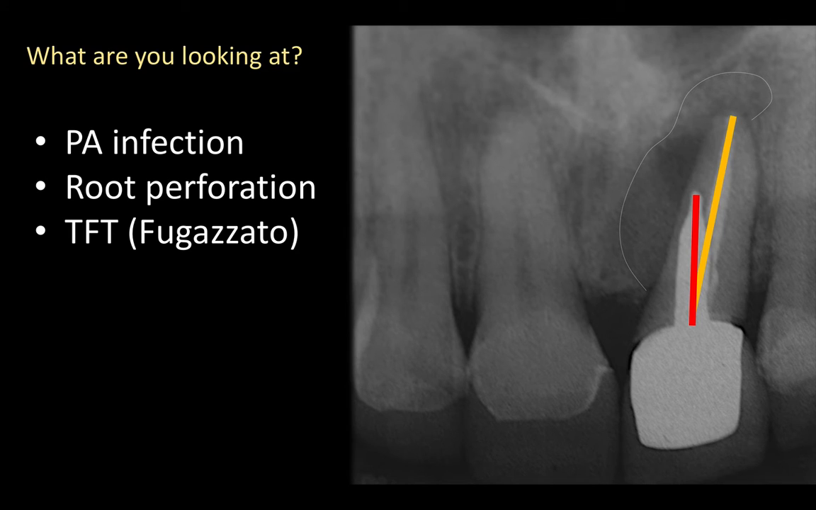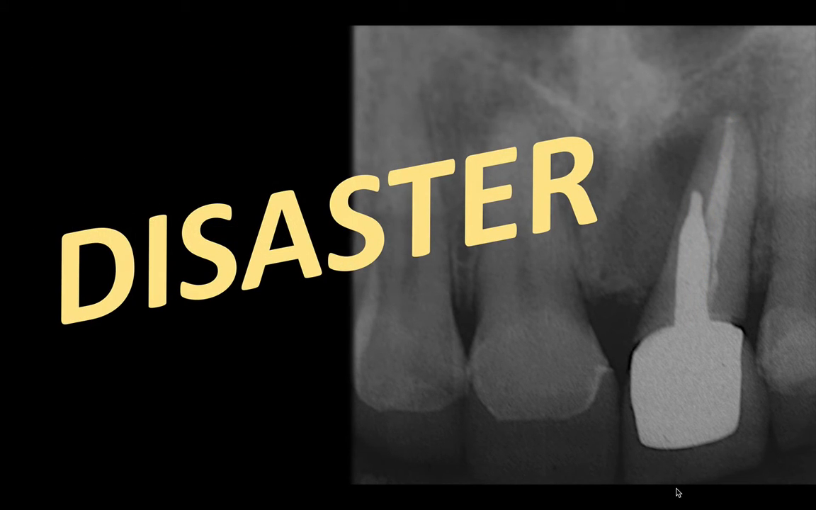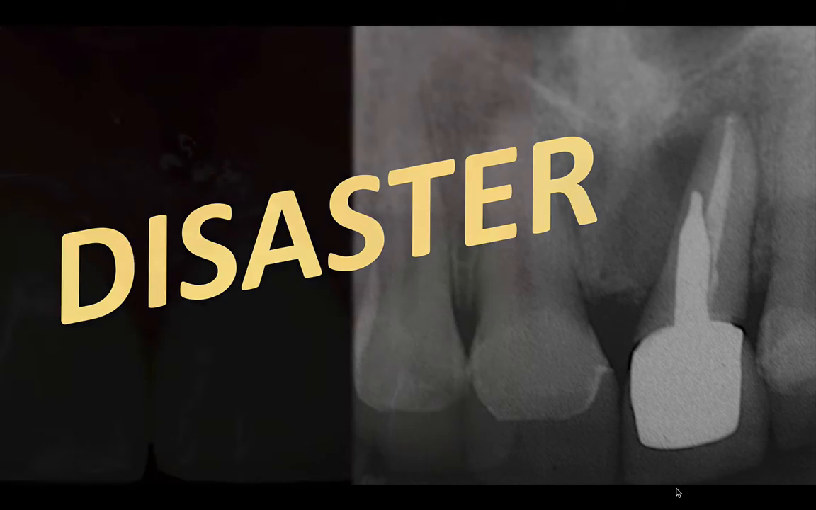And like Dr. Fugazzano says, it's TFT, meaning it's time for titanium. It's time to extract this tooth, clean out the infection, and replace this tooth with an implant. But really what you're looking at is total disregard of the anatomy of the root while preparing the post space. And that's obviously unfortunate. Things happen, but they are preventable. And what we have now is a disaster in the aesthetic zone. And that's really the topic of this video.